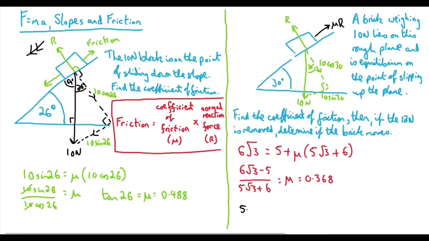So on this other side of our currently unknown sign in the middle, we're going to have our 0.368 times, and again, the reaction force is now just this here, which is going to be the 5 root 3, and that here has a value of 3.185. So this is certainly smaller than the 5. Therefore, the friction, even at its maximum, is not strong enough to overcome this downward component of the weight. Therefore, the brick will move downwards.